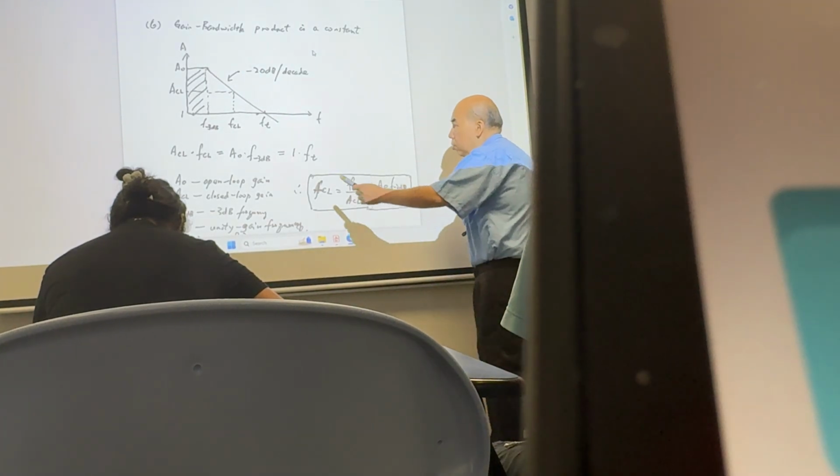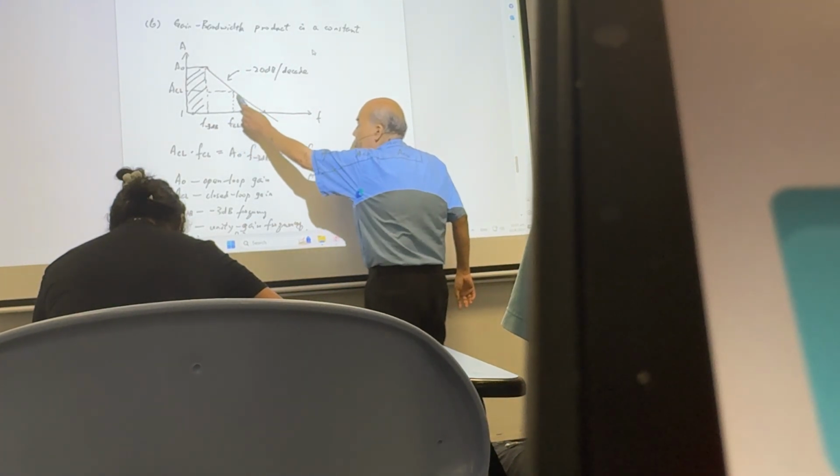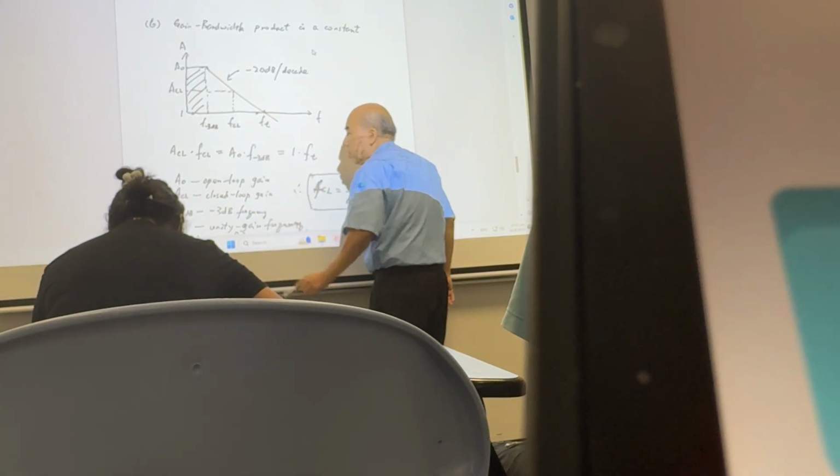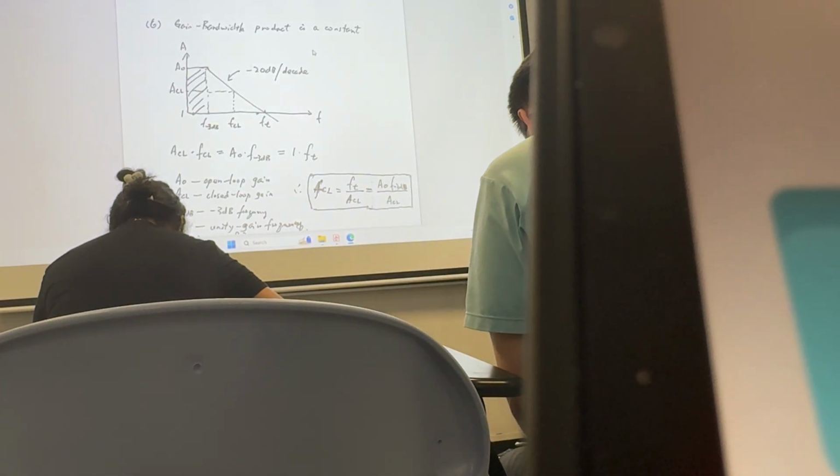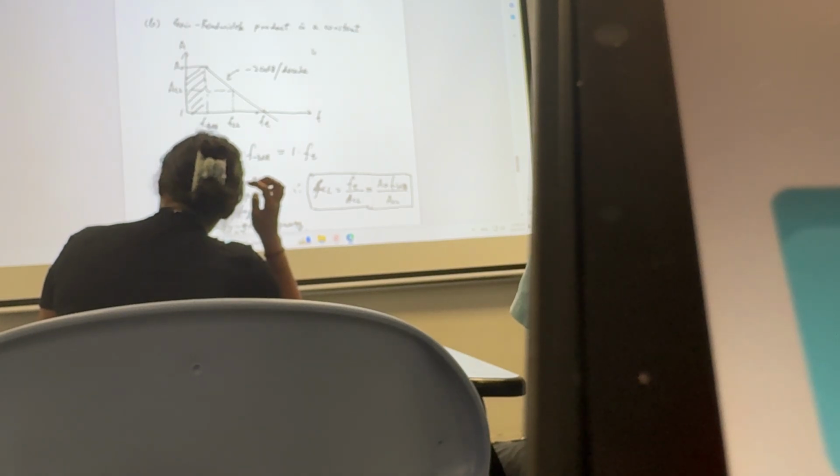You have a closed loop bandwidth, and you have a unity gain frequency. When you look at the op-amp, you will find that it has a unity gain frequency. The unity gain frequency is the op-amp specification. The closed loop gain also depends on your design. The bandwidth related to the closed loop gain is called the closed loop bandwidth.